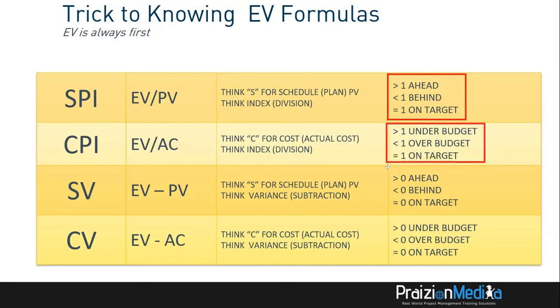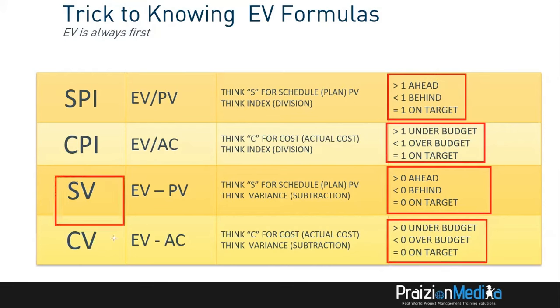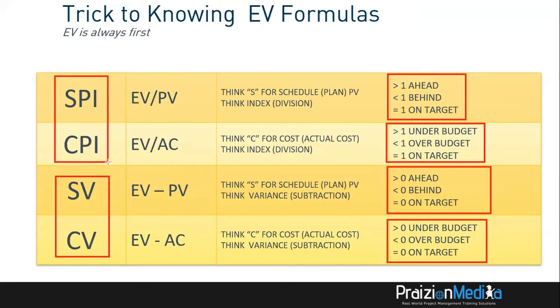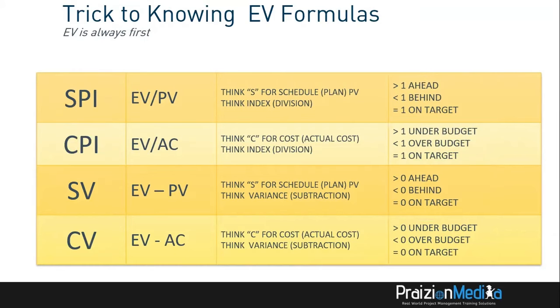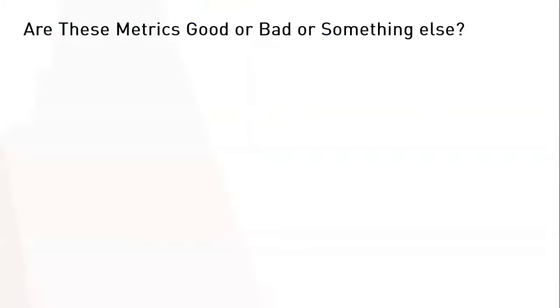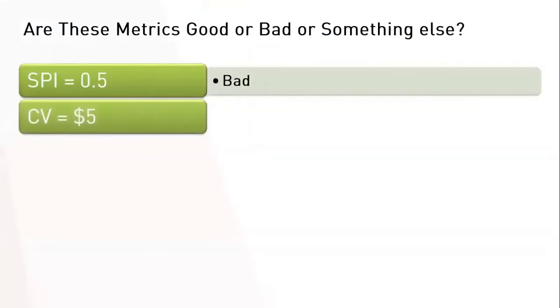So if you get these conventions straight, you'll know what it means when you have an SPI, CPI, CV, or SV less than 1, greater than 1, or zero for the variances. The variances are all about the 0, because they're variances. The indices are all about the 1, okay? I highly advise you to take a screenshot of what I'm showing you on the screen right now, and then also do this little exercise.